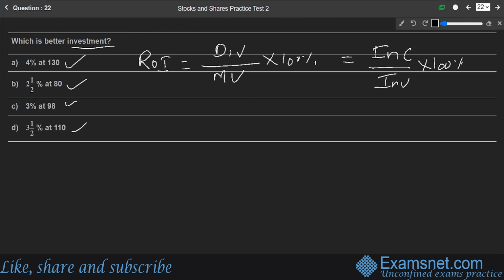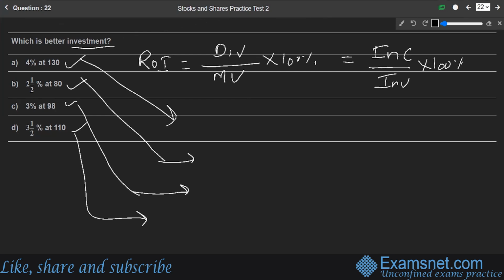So let us do one by one for each and every scheme. We're going to do for first, second, third, and fourth and find out the required percentage, and then we'll compare them. The first one is 4% at 130. So clearly the dividend received is 4 rupees over 100 as a face value, divided by how much is the investment done, which is clearly 130.